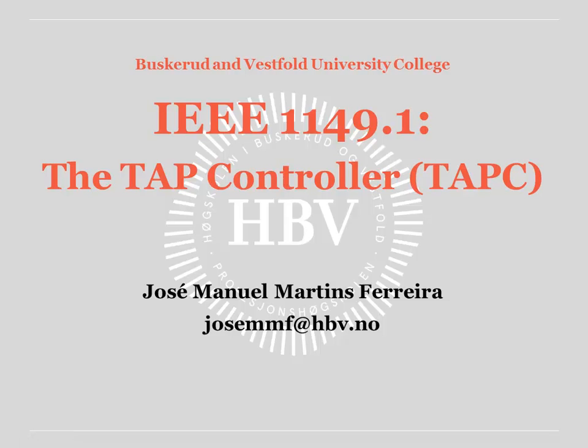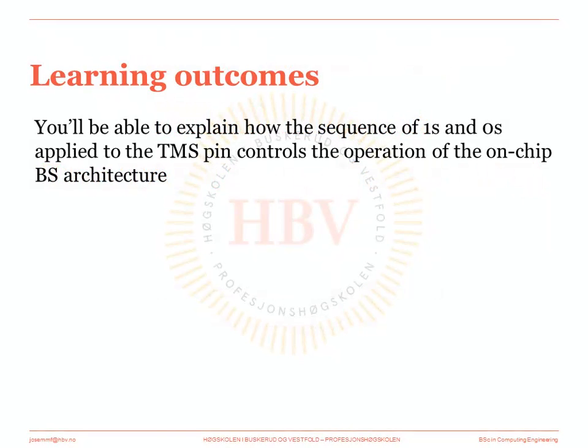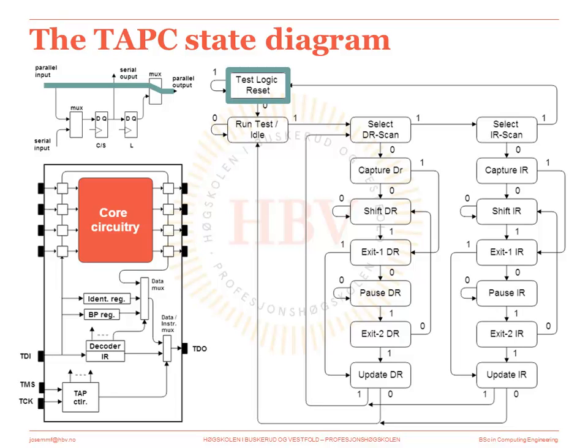Well, in this last presentation of the introduction to the boundary scan architecture, we will look into the operation of the finite state machine that is called the test access port controller. This is a very important block because it controls the operation of all the test logic blocks. So after watching this presentation, you should be able to explain how the sequence of ones and zeros driven to the test mode select pin is able to control the operation of the on-chip boundary scan architecture.